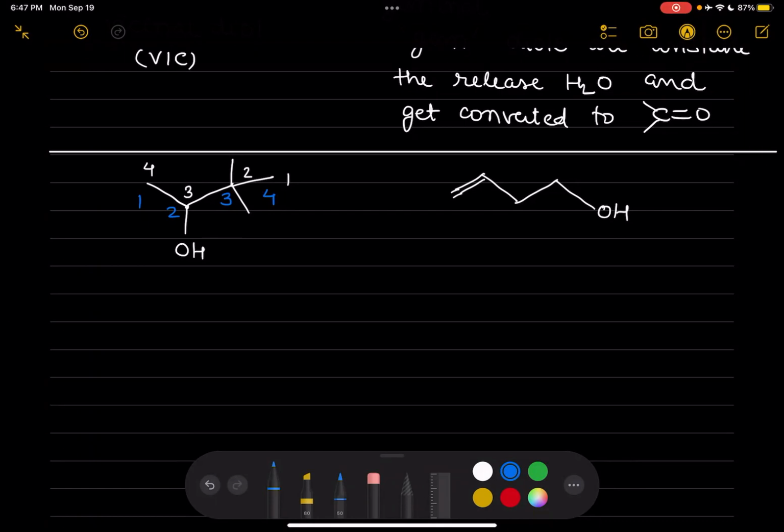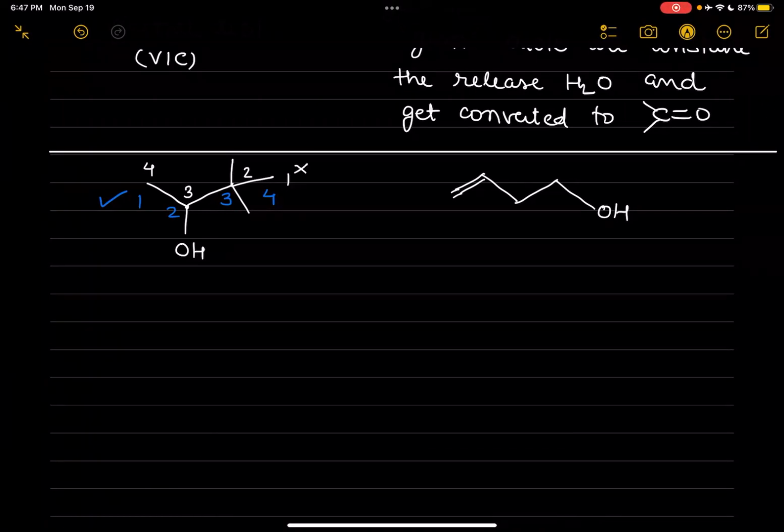You need to do the numbering from one end to another end, but it should start from the end which is closer to the function group. So this is correct, right? And the white one was wrong. Numbering. Okay.